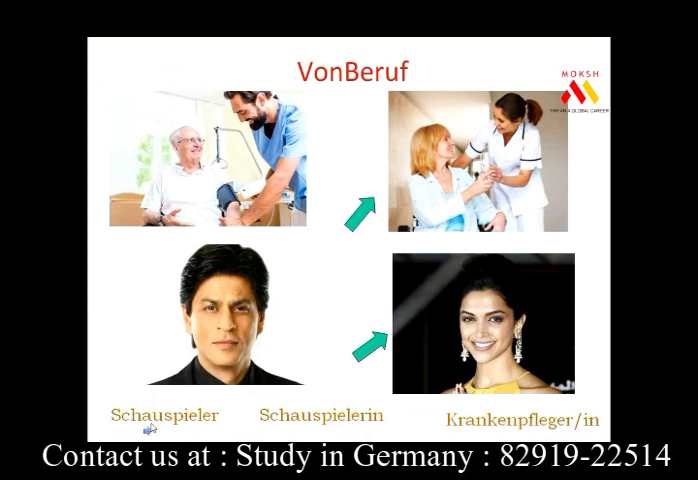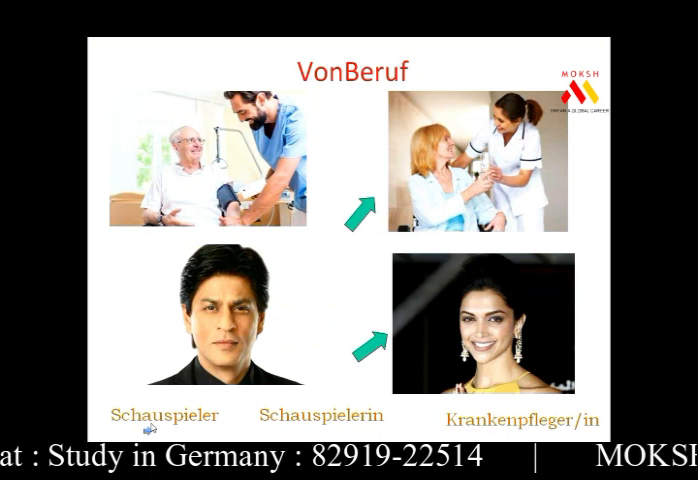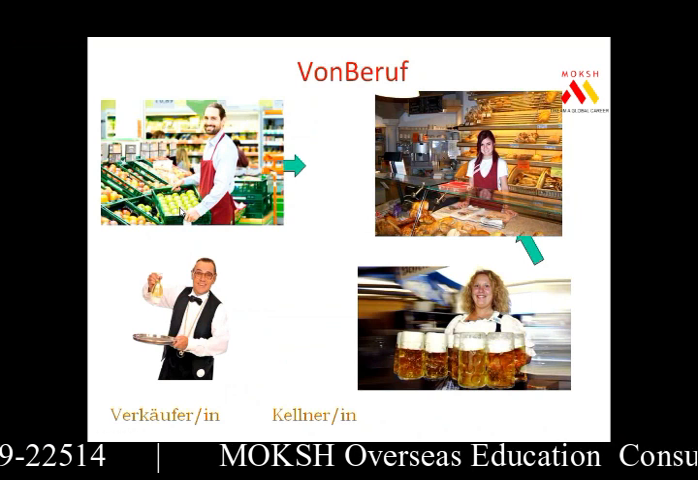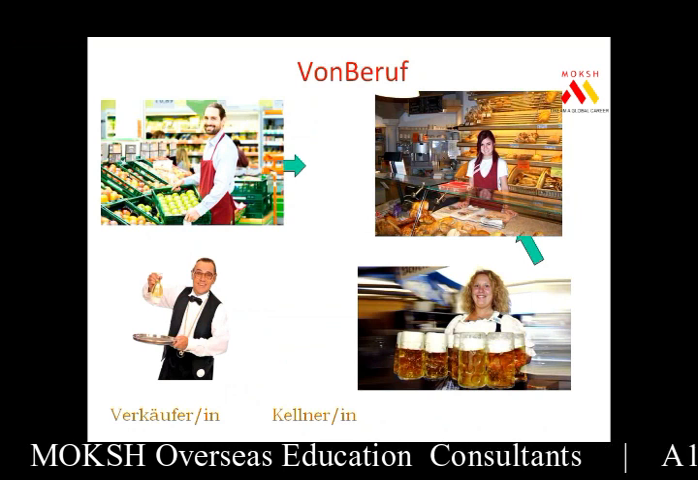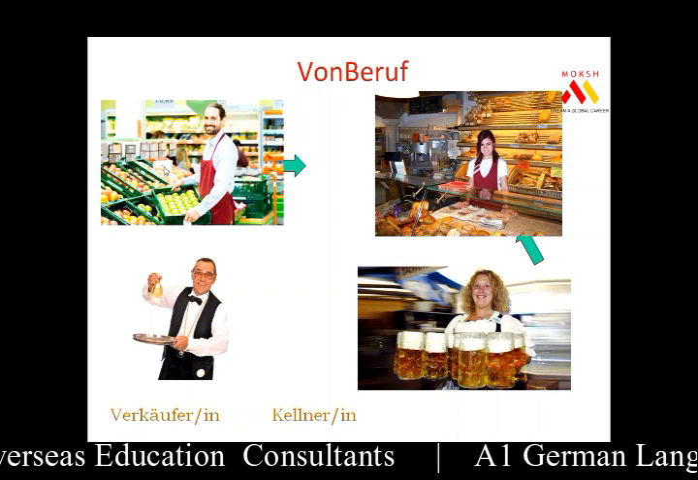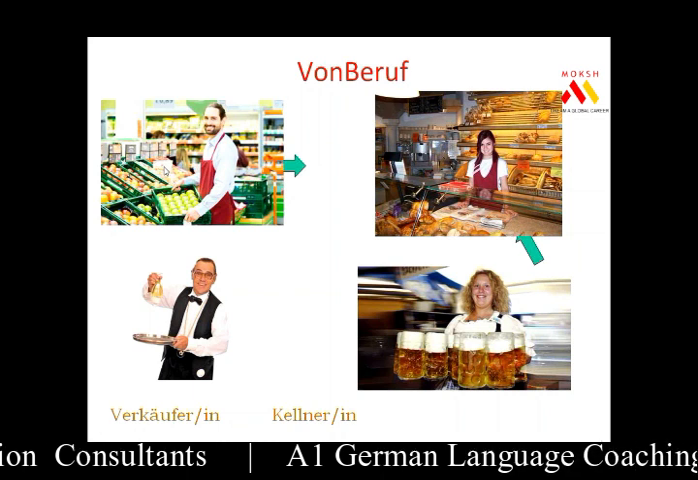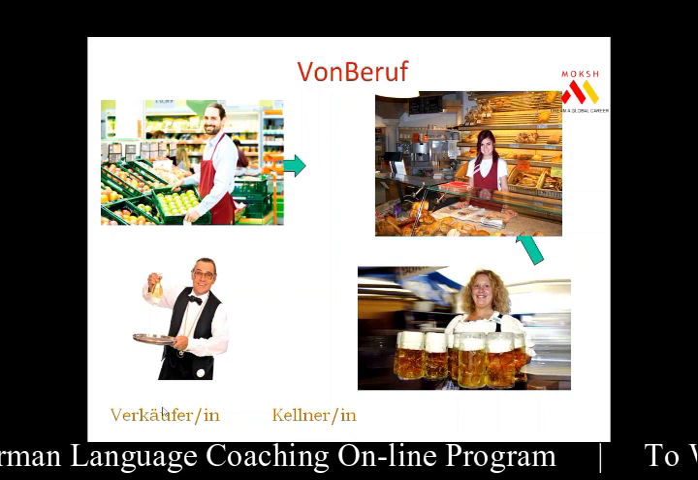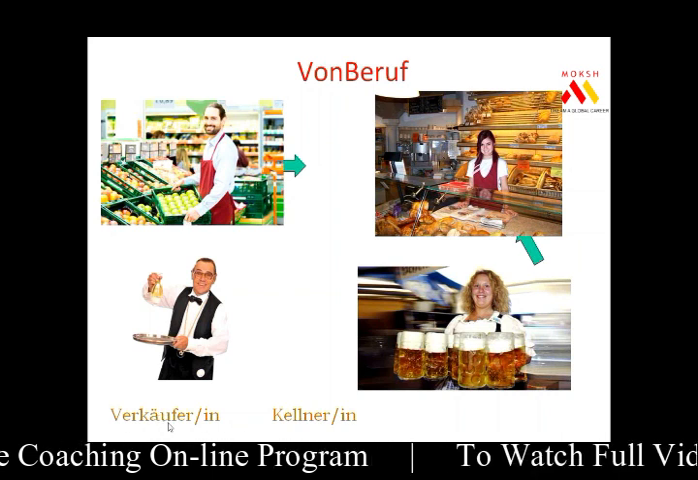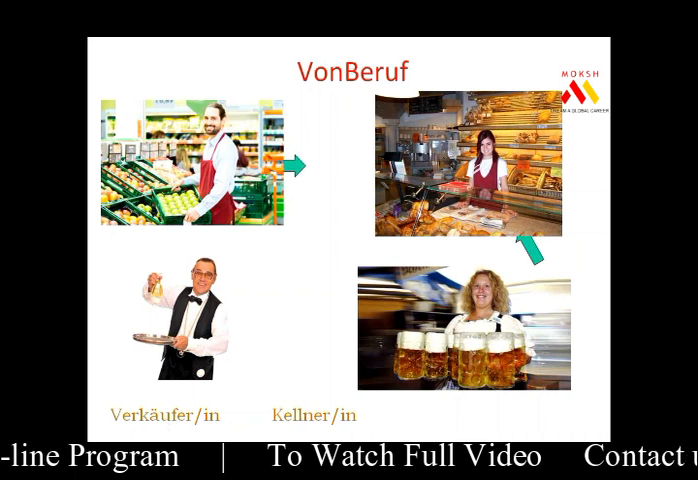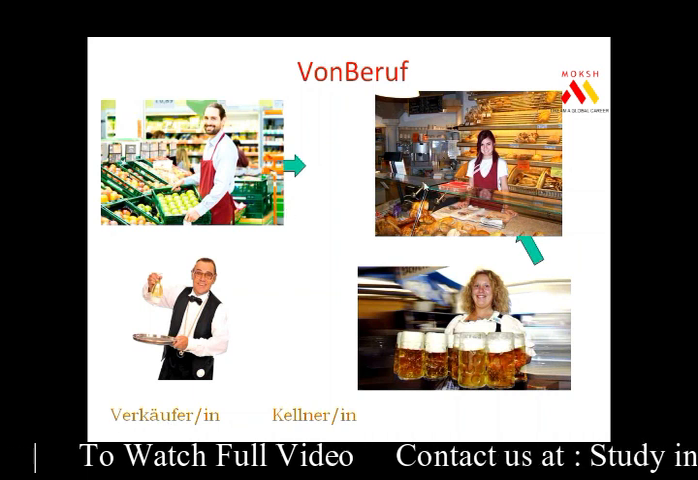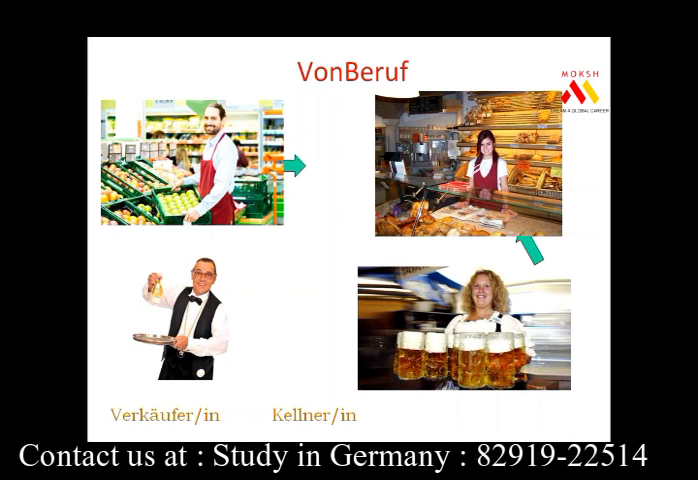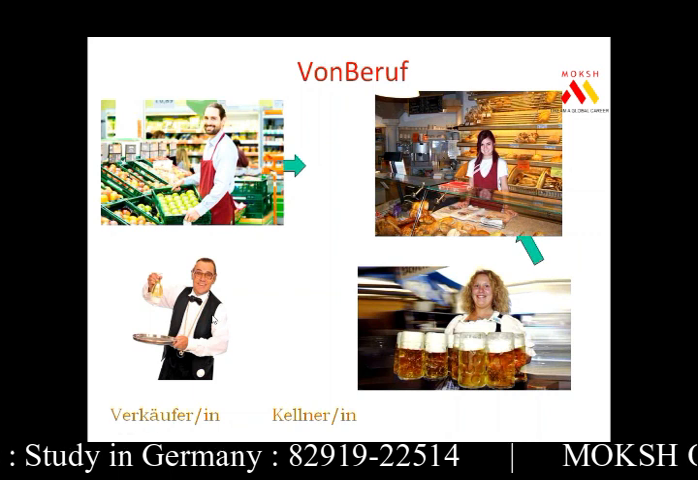So is the doubt clear? Yes, sir. Okay, so then Jagriti. Yes, sir. So here, was marked the loiter. Verkäufer. Because the umlaut Ä is there, it will be Verkäufer. Yes. Okay. Then Verkäuferin. Yes, exactly. And here?